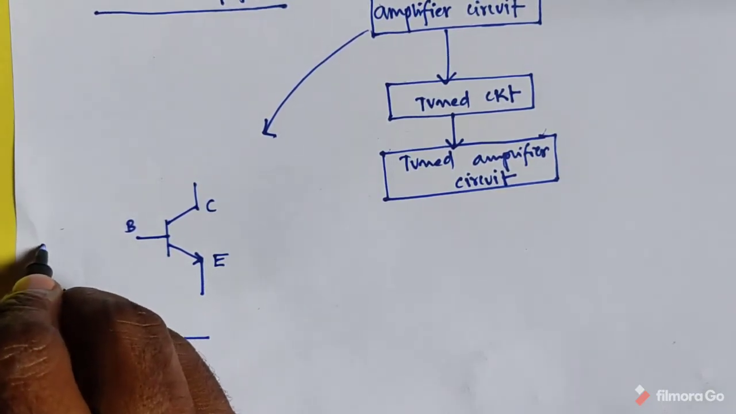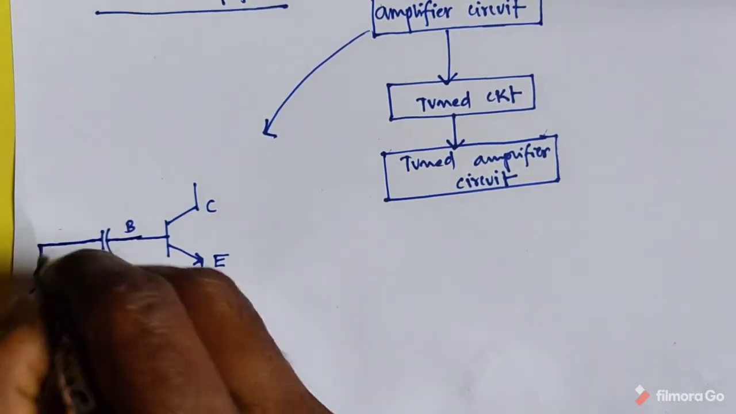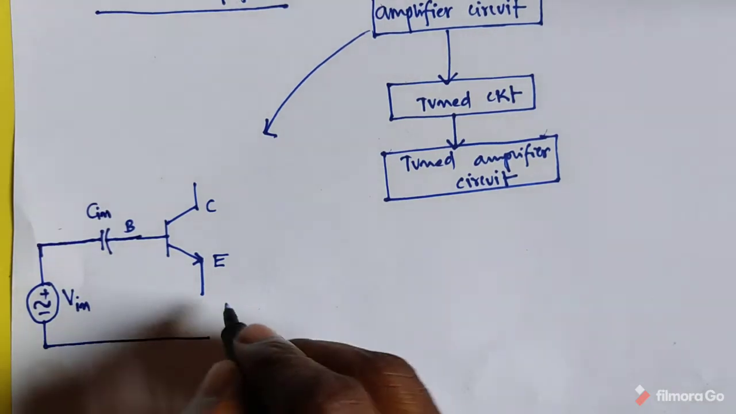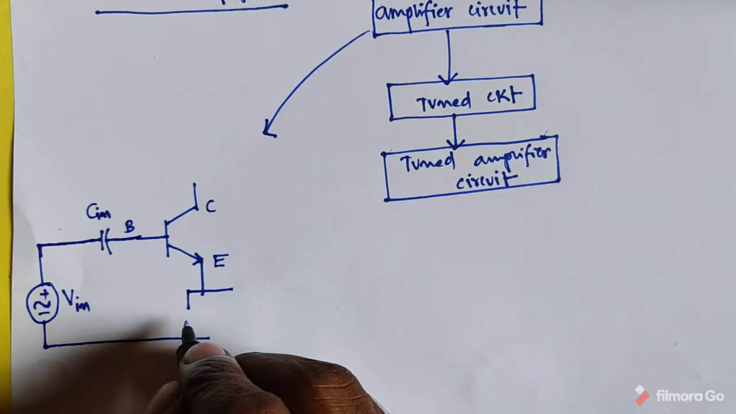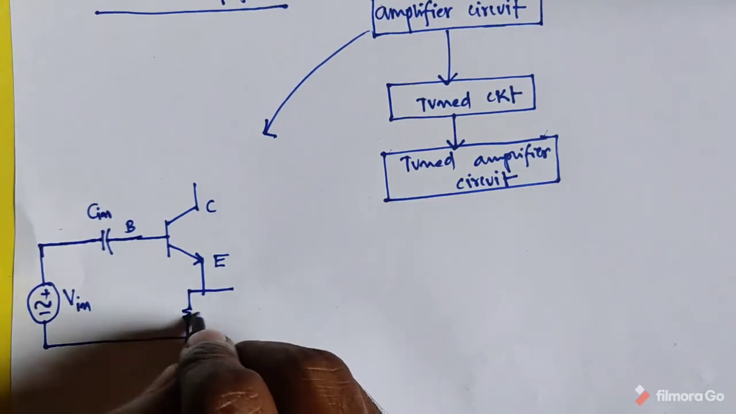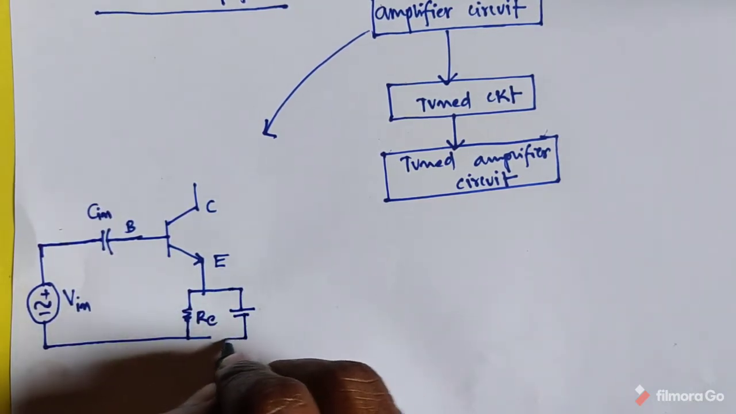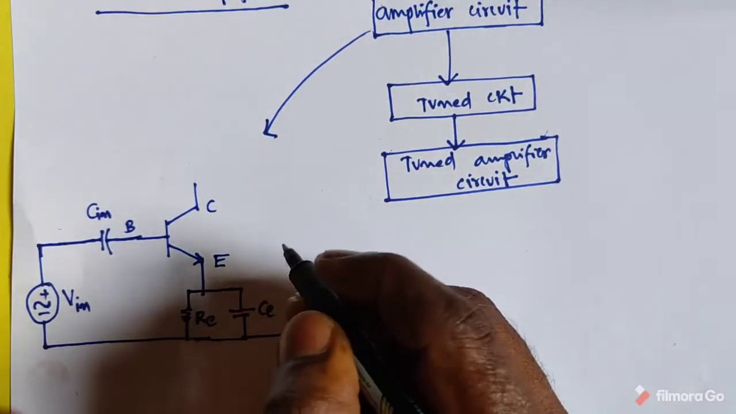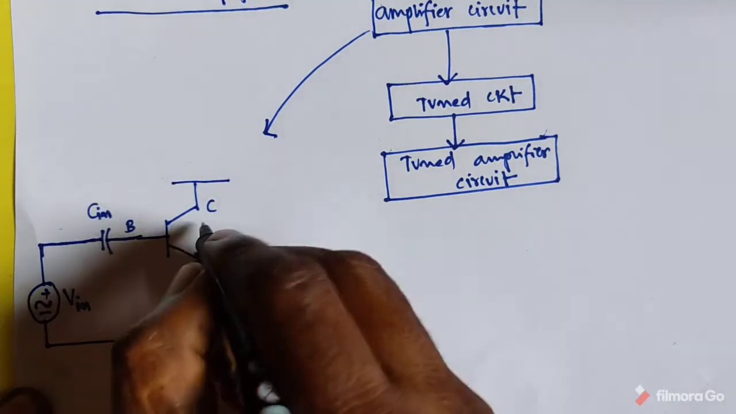For the AC signal, at the input stage and output stage we have to use a capacitor, that is the input capacitance C input. For the bypass, these small capacitors should be considered short circuit, then only it is connected to ground. You can use one emitter resistance and one emitter capacitance, that is CE. Okay, next, this is an important point.